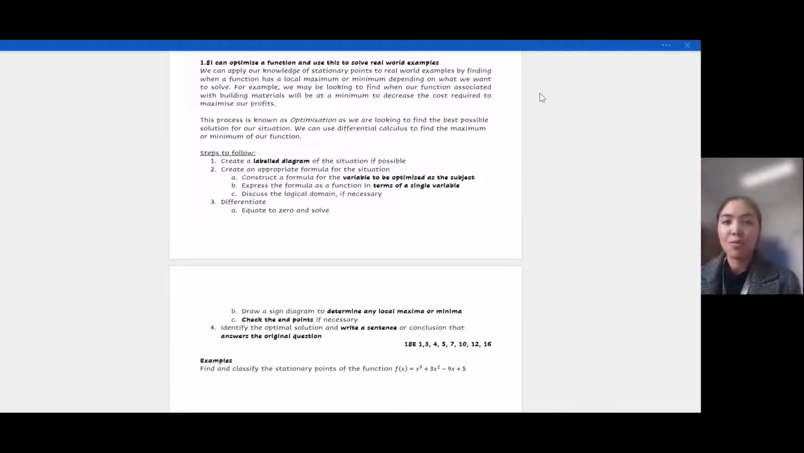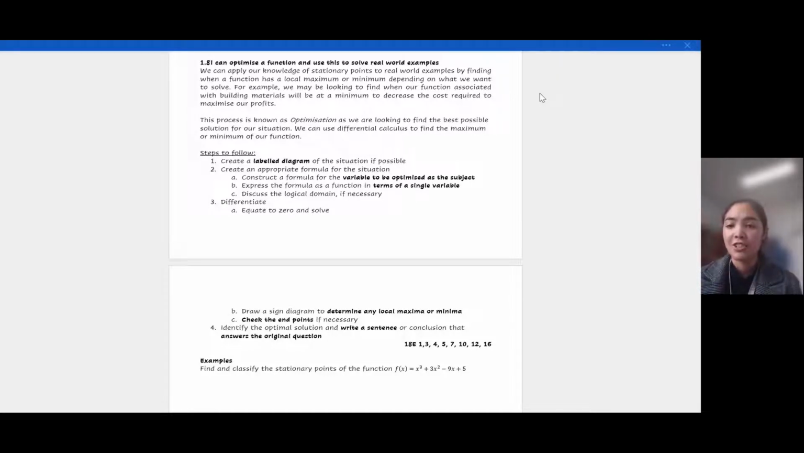So, for example, we might be asked to find the function that's associated with building materials as well as the cost. Of course, I want to find at what point I'm going to receive a local maximum or a local minimum for the cost required of those building materials. The derivative function is what's going to give me those local maxima and local minima.